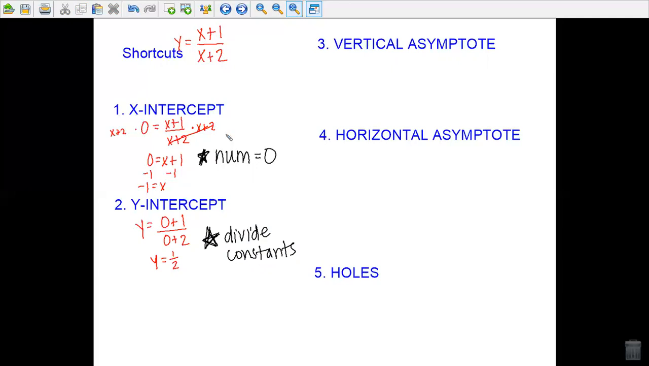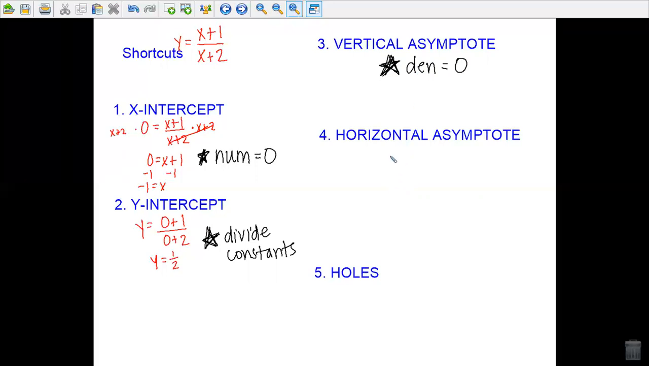Okay, your vertical asymptote is anything that makes your function undefined, and we talked about this when we solved. Your function's undefined if you divide by 0, because you can never, ever divide by 0, right? So my shortcut for the vertical asymptote is always going to be whatever makes my denominator equal to 0. Anything that makes the denominator equal to 0 is going to be a vertical asymptote.